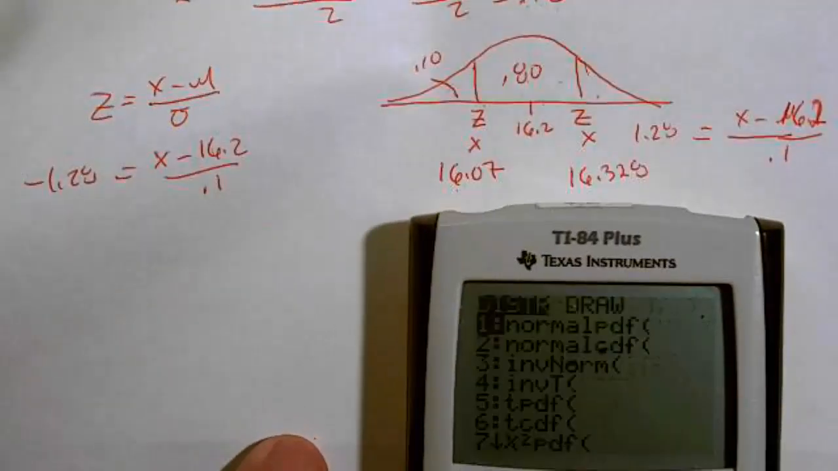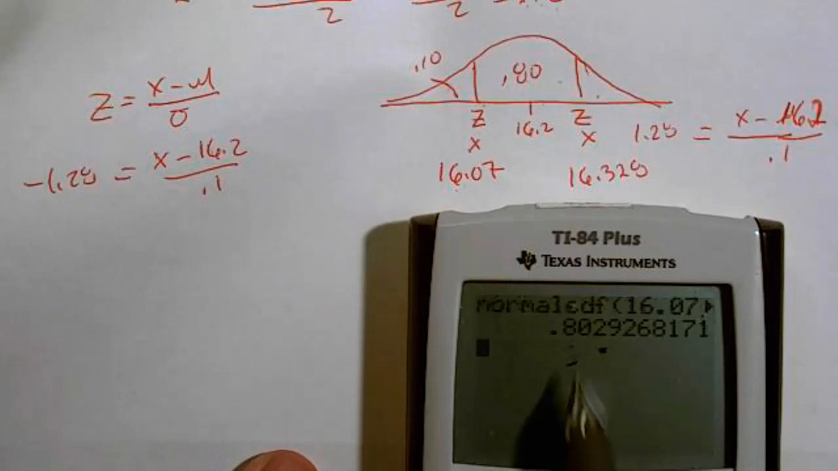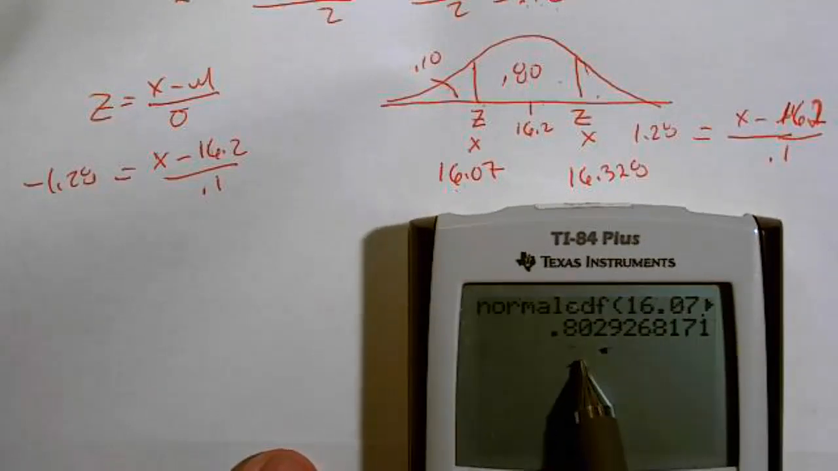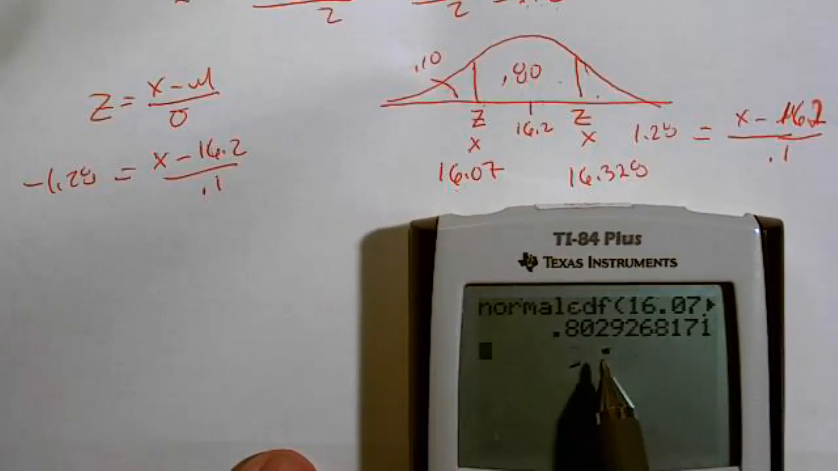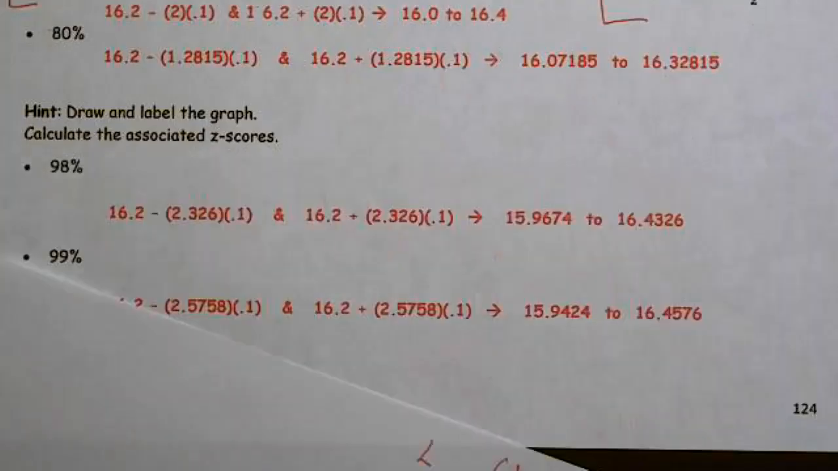Let's go second vars, normal CDF. And we have 16.07. We should be close to 80, but I rounded 16.328, mean of 16.2, and a standard deviation of 0.1. And we're pretty close to 80%. We're 80.2%. And that part that's off is due to my rounding things. Okay, so that was 80%.